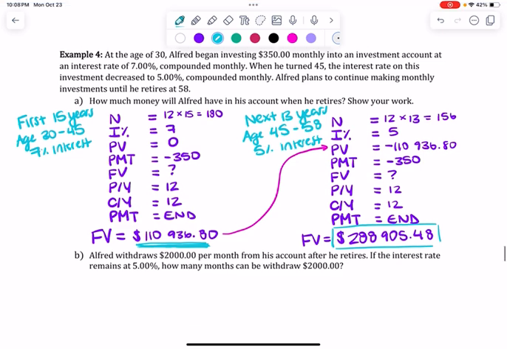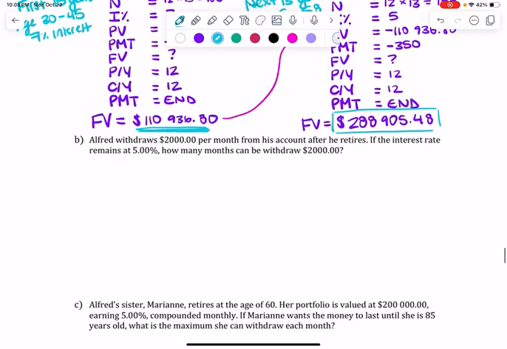All right, part 2 of this question. Now, once he's reached retirement, Alfred, now at 58 years old, he wants to withdraw $2,000 per month from his account after he retires. If the interest remains at 5%, how many months can he withdraw that $2,000 from?